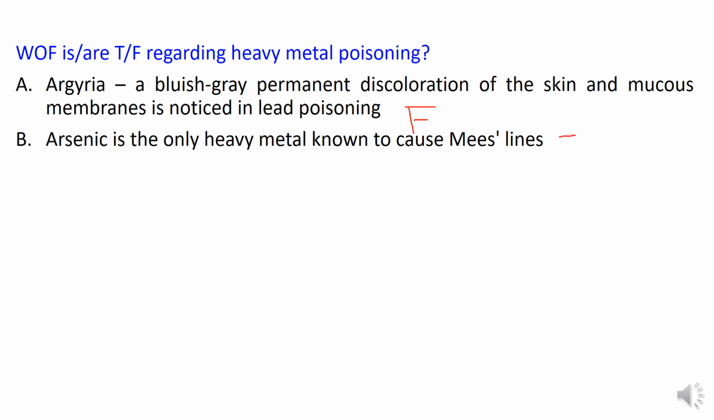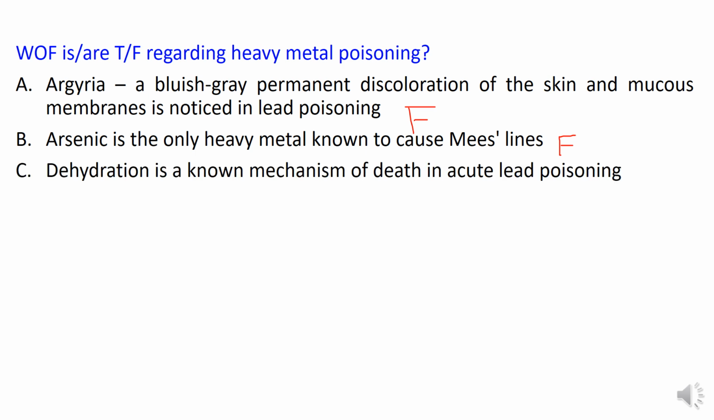Arsenic is the only heavy metal known to cause Mees' lines. Again, incorrect. You can see it with thallium poisoning as well. Dehydration is a known mechanism of death in acute lead poisoning. It is incorrect. It is seen in acute arsenic poisoning. As you can understand, it causes diarrhea that could cause dehydration leading to death.